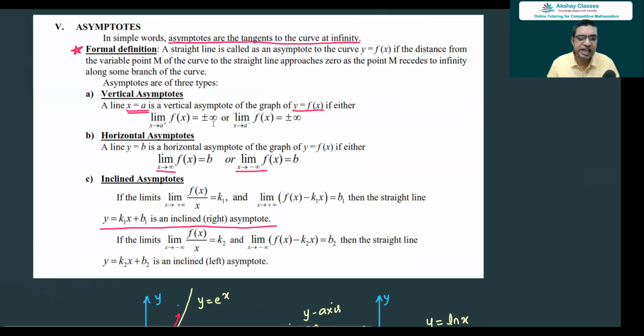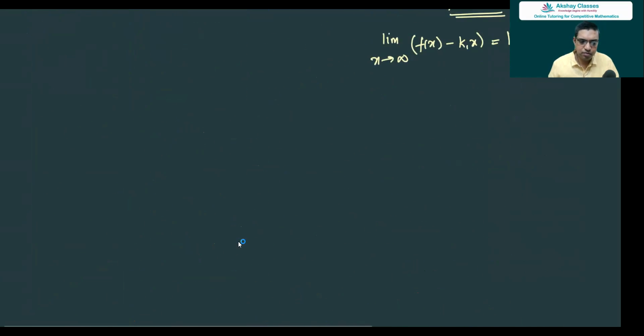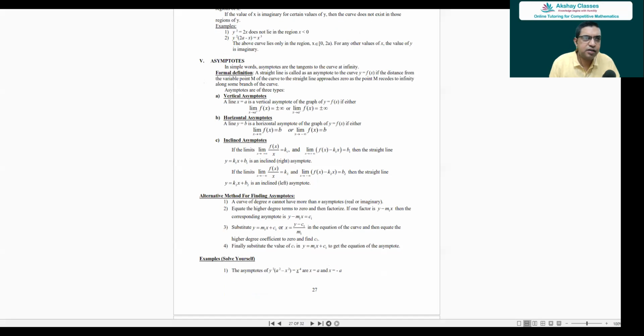Sometimes it is not so easy to write the curve as an explicit function of x. Like here, y is equal to f of x. So many times it is very difficult to write the curve as an explicit function of x. So in such cases, how do we find the asymptote? It's a simple method, but a concept involved behind it.